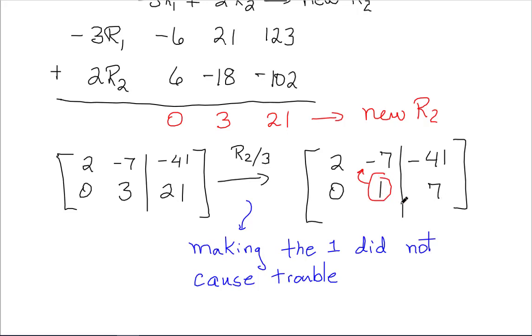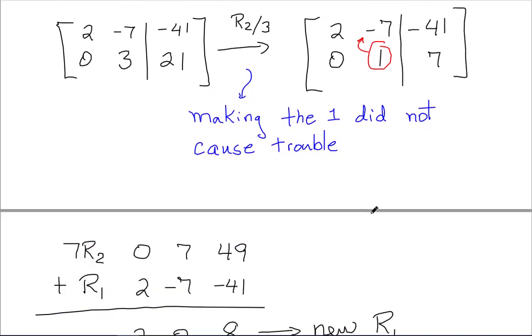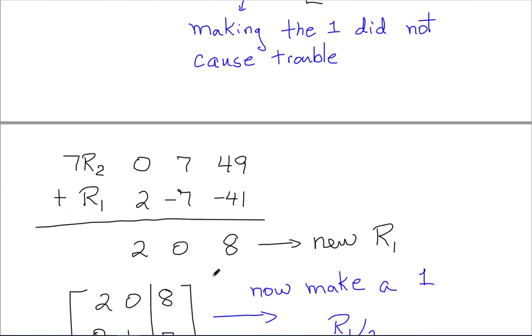Now we're back to our normal game of using the 1 to make a 0. Well, that's easy. Multiply this by 7. 7 times 1 is 7. 7 add a -7 is 0. So I'm going to take 7 times row 2. So 7 times row 2, 0, 7, 49. Row 1 is 2, minus 7, minus 41. Add them up and I get my new row 1.